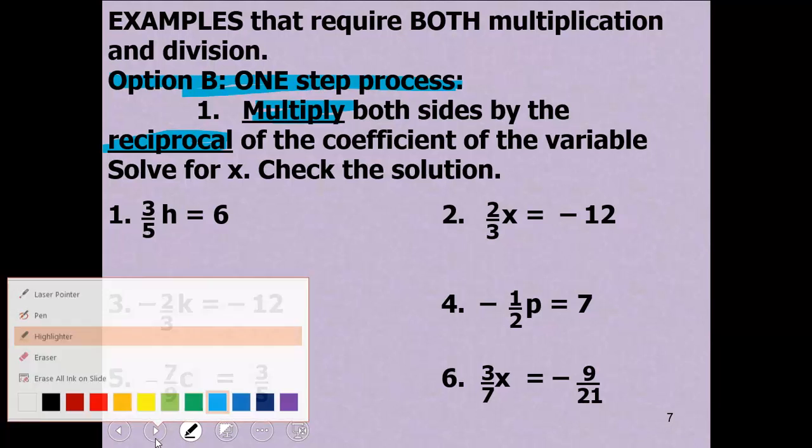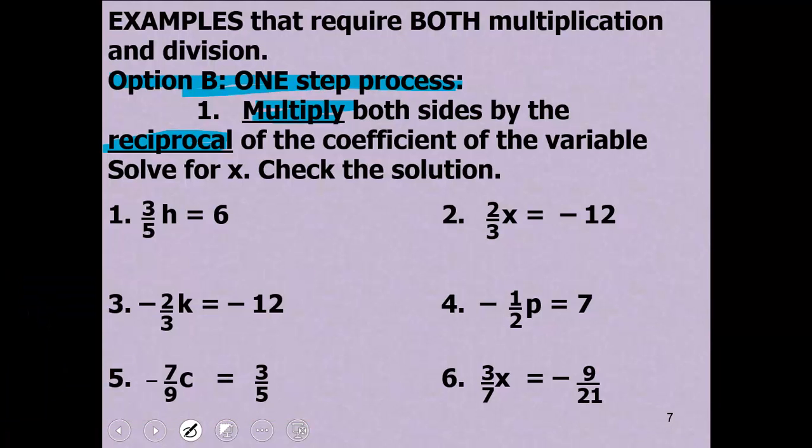So on the first one, these should look really familiar to you. They're the same problems from the other side. I'm just using the different process. I'm going to multiply both sides by the reciprocal of 3/5. So that is 5/3. So I'm going to multiply by 5/3. 5 cancels, 3 cancels, so I'm left with an h equals 30/3, which is equal to 10. If you look back at the slide before, that's the exact same answer we got. All right? Try number 2 on your own and come back and see if you got it right.